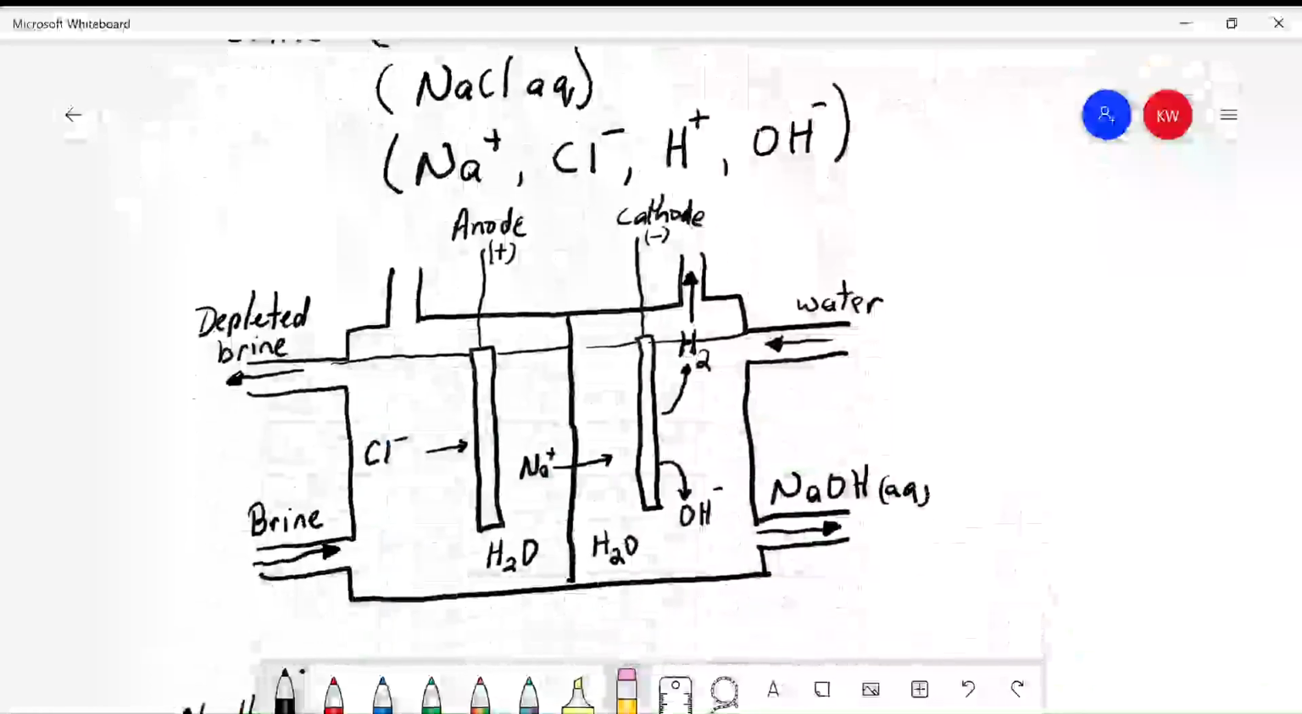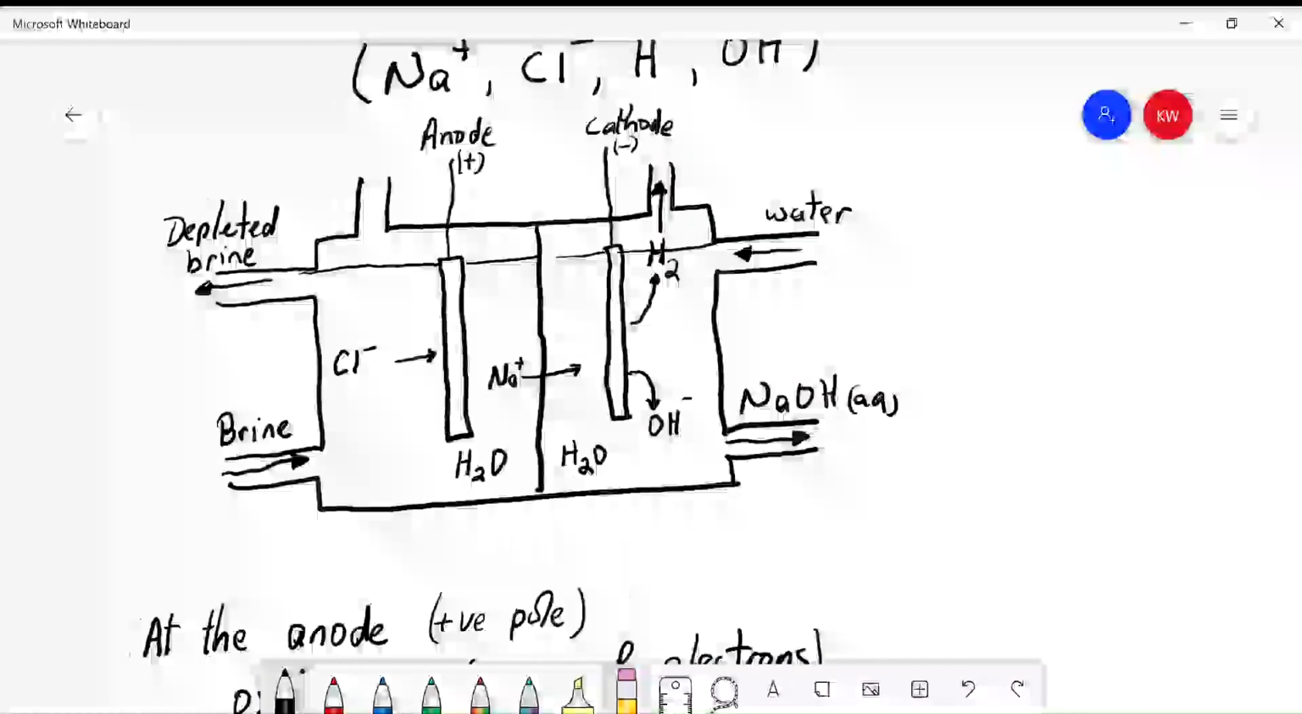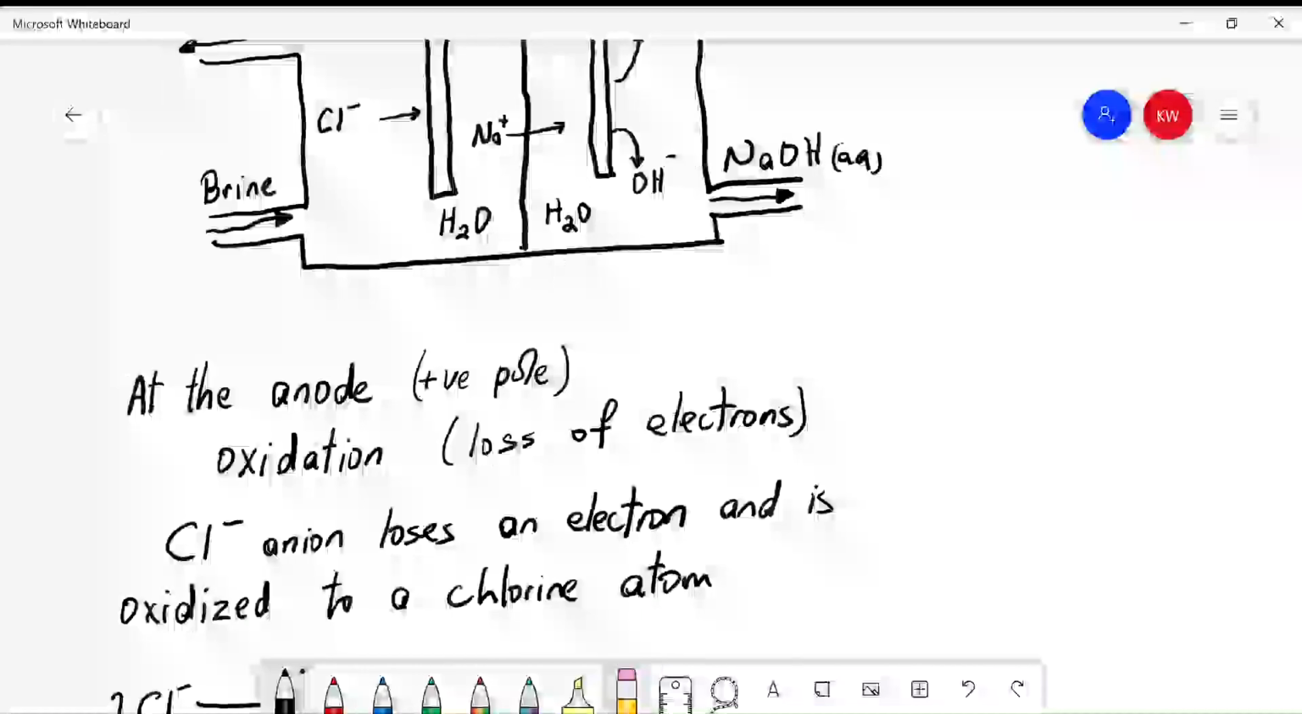So this is just a typical arrangement for electrolysis of brine. We have the brine coming inside here. This positive portion here would be our anode, and this is our cathode. And we can take out sodium hydroxide. This is where we input water, and depleted brine comes out here. So let's look closely at what takes place at the anode and what takes place at the cathode.